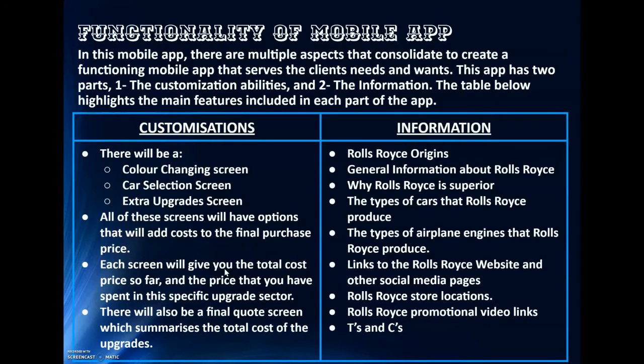And the information part of this app. This information part of this app will have the Rolls-Royce origins and the general information about Rolls-Royce. It'll talk about why Rolls-Royce is superior and the types of cars that Rolls-Royce produce. It'll also talk about the types of airplane engines that Rolls-Royce produce. It'll have links to Rolls-Royce website and other social media pages. It'll give you information about the Rolls-Royce store locations, and it will also have a T's and C's section.